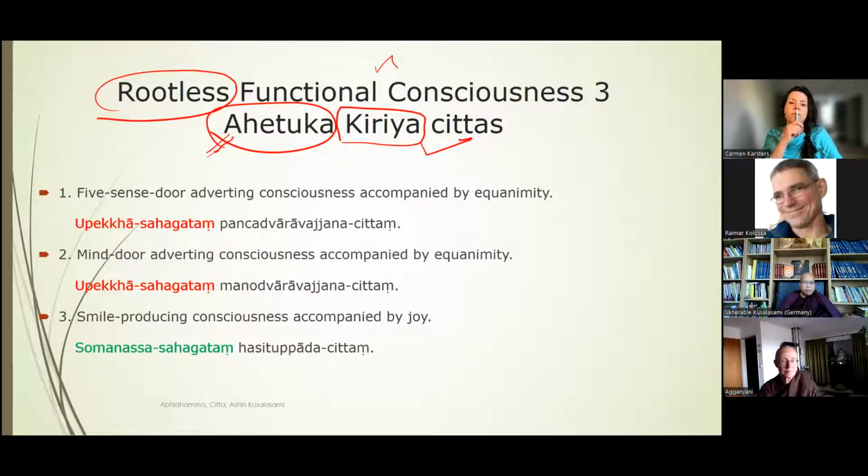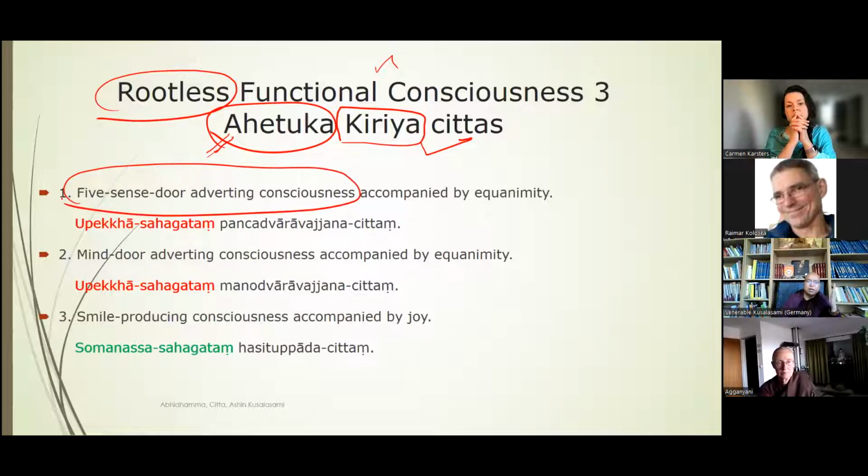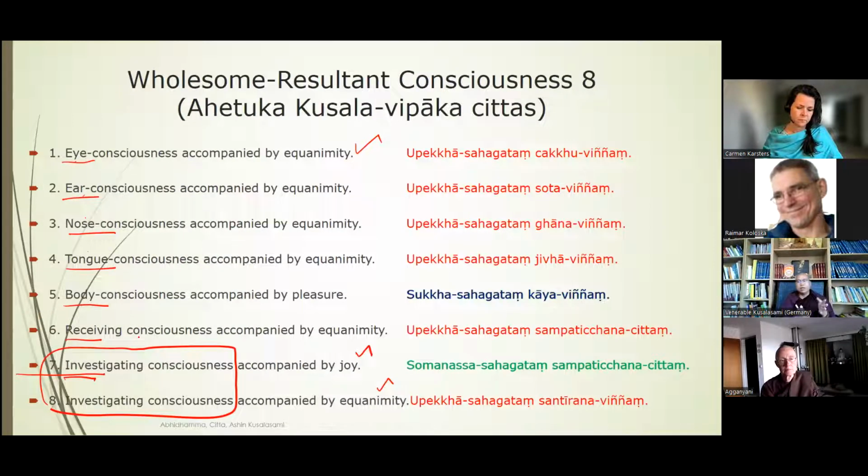Here, the important thing is to remember the first and to know a little about what this status means. 5 sense door adverting means, for example, I'm looking at the sky. Before looking at the sky, I need this consciousness first, the 5 sense door adverting consciousness. That means, I will look to the sky. Then I look, and after I recognize the object, I give it to the receiving consciousness.